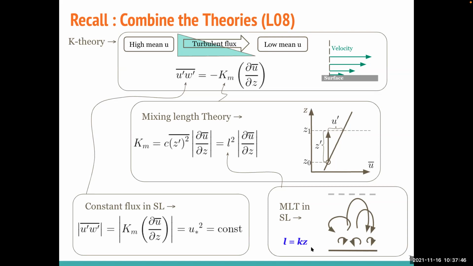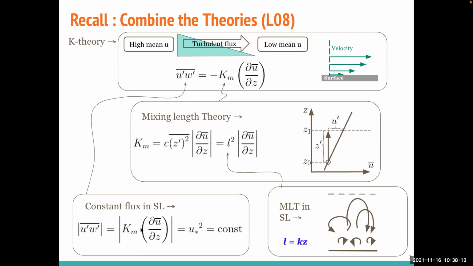Here, this is also an assumption, mixing length theory in the surface layer, because we assume that the lower the layer, the shorter or the smaller the eddies are. So we apply this to this L here. It doesn't mean anything here, actually. This is just talking about the length scale, okay?